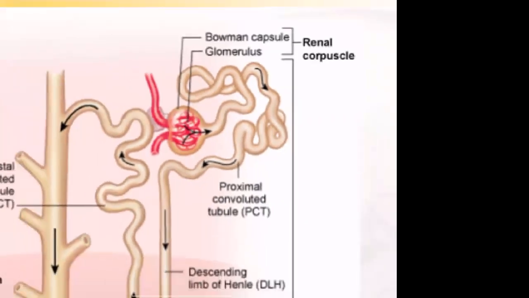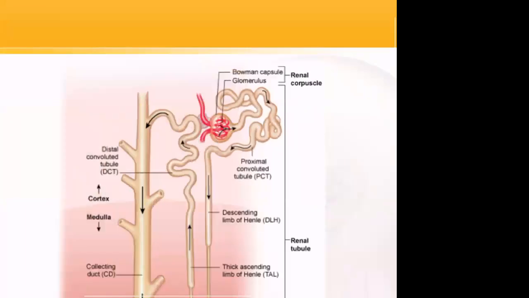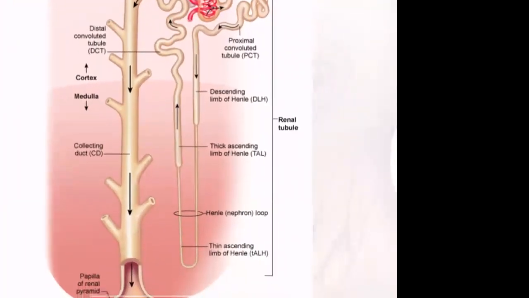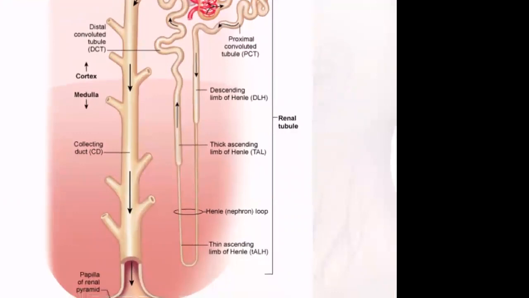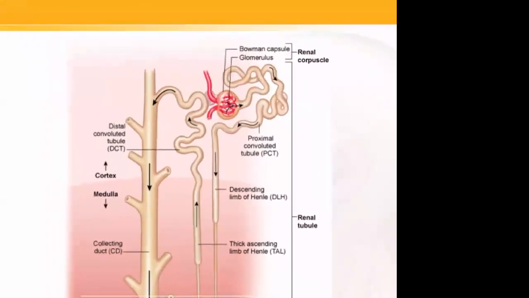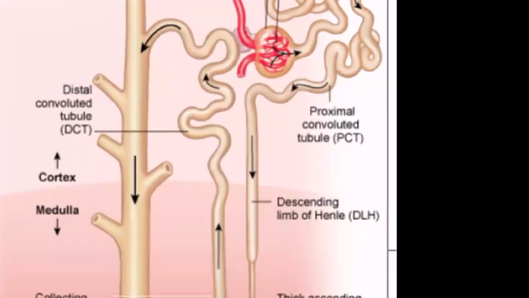Then that filtrate moves down into this long loop of Henle. And you'll notice it's designated descending loop, ascending loop, thick loop, thin loop. But for right now, it goes down into this long loop and then comes back up again. That takes us to the distal convoluted tubule.